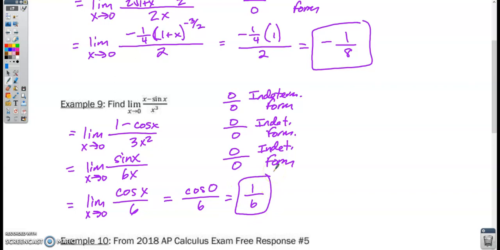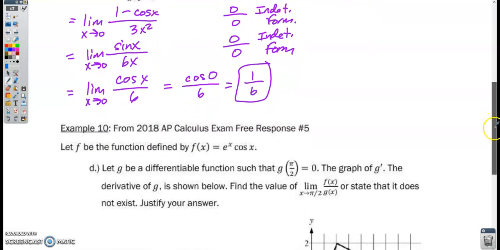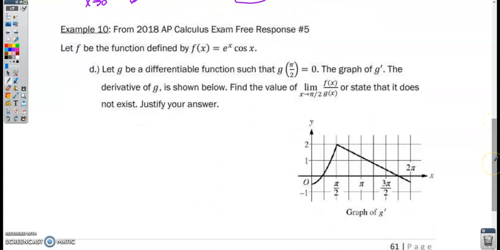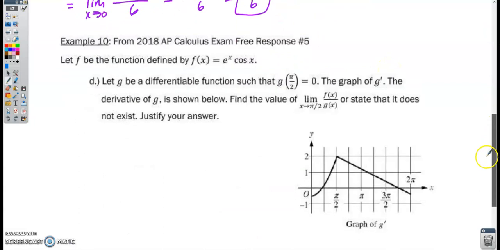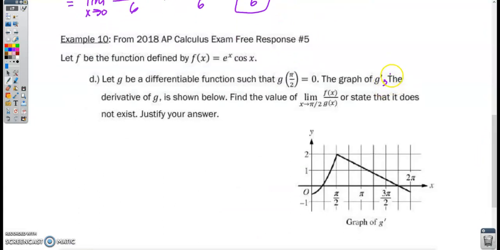All right, and our last example from this lesson. Let f be the function defined by f of x equals e to the x cosine of x. Let g be a differentiable function such that g of pi over 2 equals 0. The graph of g prime is shown below. The derivative of g is shown below. Find the value of the limit as x approaches pi over 2 of f of x over g of x, or state that it does not exist. Justify your answer. So, first thing I try is substitution.